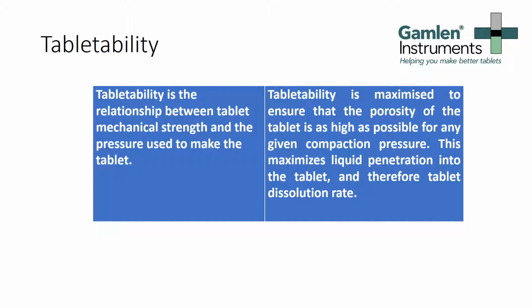In production, there is a risk that the operator will compensate for poor tabletability by using excessive compaction pressure to reach an acceptable tablet hardness. This will have an adverse effect on dissolution and other tablet properties and is highly undesirable. Good tabletability is therefore extremely important.